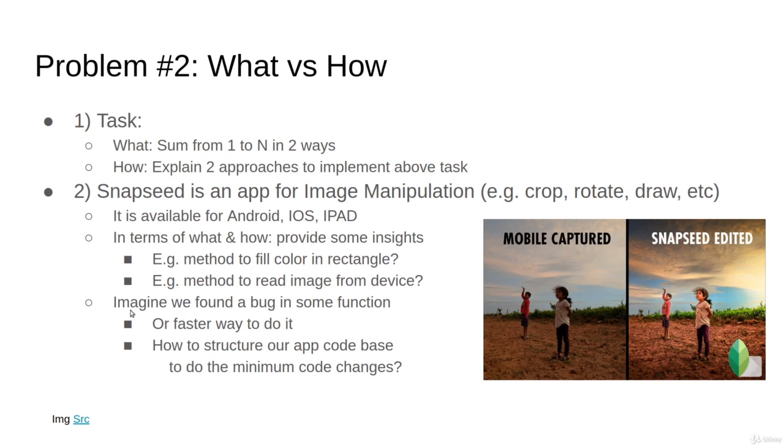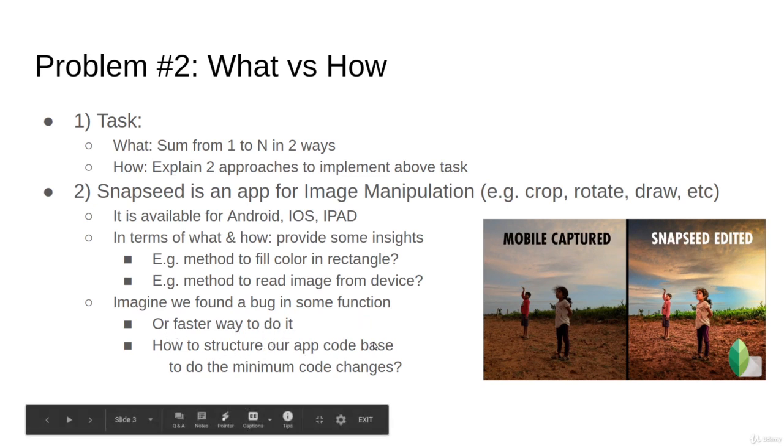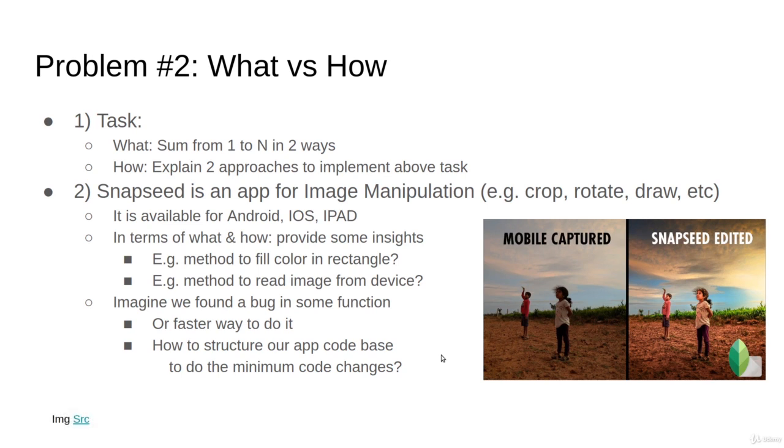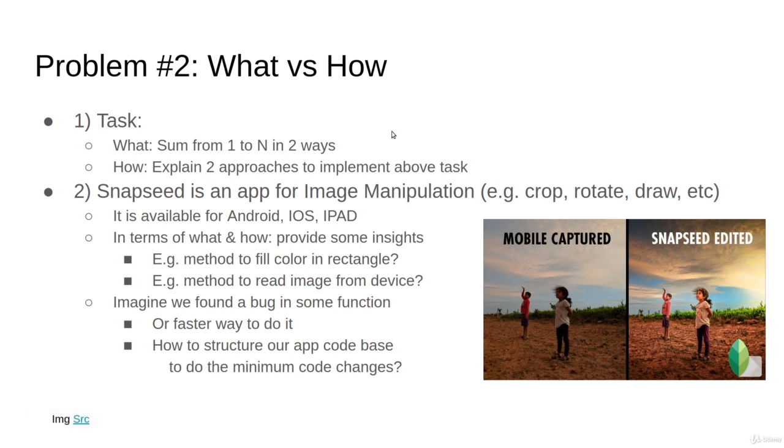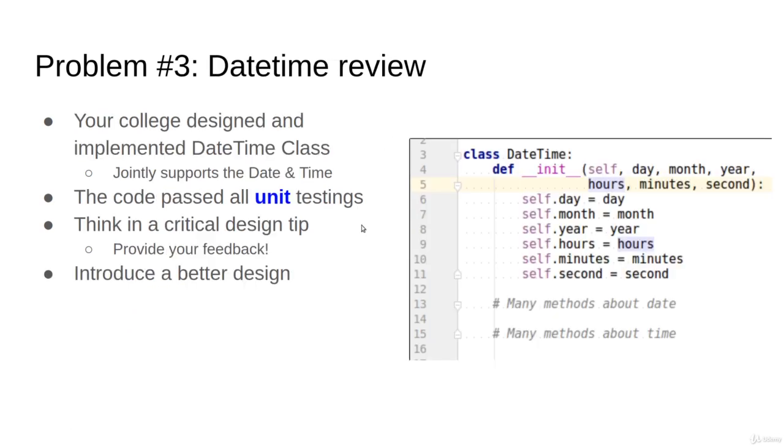Sometimes, imagine we found a bug in some function in our system, or even a faster way to do it. How do we structure our code so that we do the minimum number of code changes to solve our problem? The only constant thing in industry is the change of requirements, change to fix things, and so on. So this what and how is a very important perspective. And also again, this question is preparing us for something to learn about in the next sections.